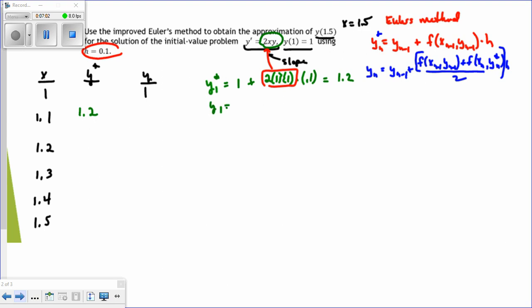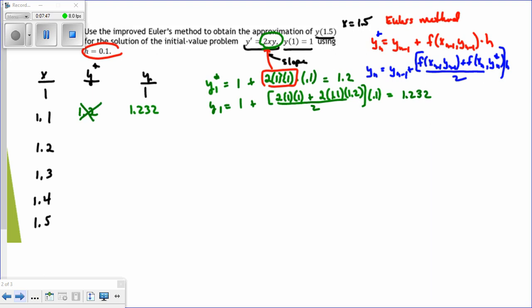So then our y1 will actually be the previous y, and now we're going to look at two slopes. We're going to look at the slope at the original point 1, 1, and now we're going to look at the slope at the projected point 1.1, 1.2, and each time I'm using this formula for the slope. Okay, so when you find that value, it comes out to be 1.232. So that's what we'll actually use for the y value. So now we can ignore this y star for that point.